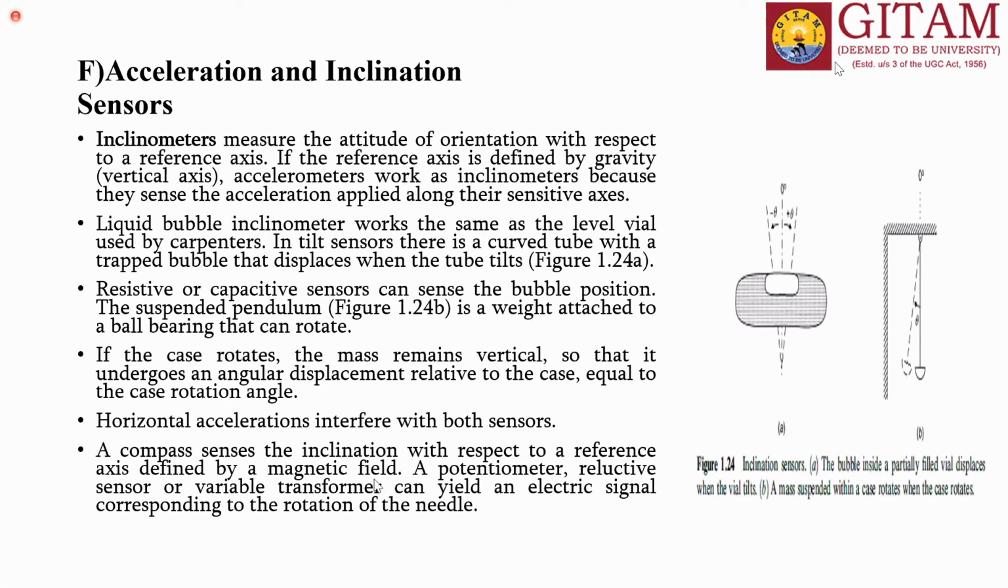A compass senses the inclination with respect to a reference axis defined by a magnetic field. We know what a compass is. Always it will show the south pole and north pole. Depending on that also we can estimate the inclination. And here this bubble can be detected by a capacitive or resistive sensor. Generally, we manually observe the bubble position on this device. But if you want, we can arrange resistive or capacitive sensors to detect this bubble.